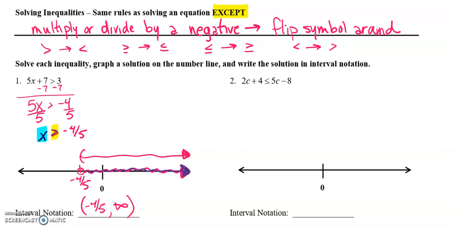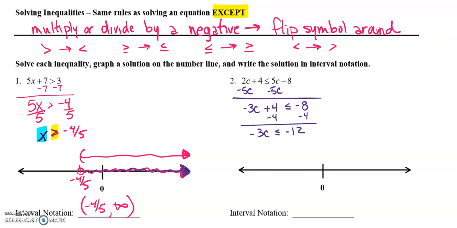All right, number 2. So number 2, we need to get the C's together. We've got C's on 2 sides. So I'm going to subtract 5C from both sides. Again, I'm subtracting, I'm not dividing or multiplying, so I don't have to spin anything around. This gives me negative 3C plus 4 less than or equal to negative 8. Then I'm going to get rid of the 4, subtract 4 from both sides, negative 3C less than or equal to negative 12.